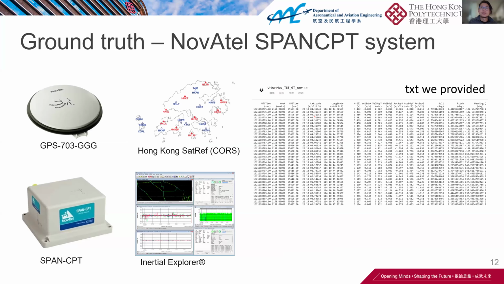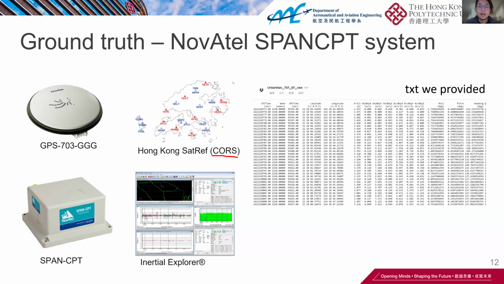And for the ground truth system, I would love to mention this because this is urban data, very important. So how do we do that? We have a Novatel antenna and the SPAN system, of course. And in Hong Kong, we have our CORS station as well. It's called Hong Kong SatRef. I will talk about this SatRef in a little more detail. But quickly, every station is about 20 kilometers away, so we can have a fairly short baseline for RTK solutions.